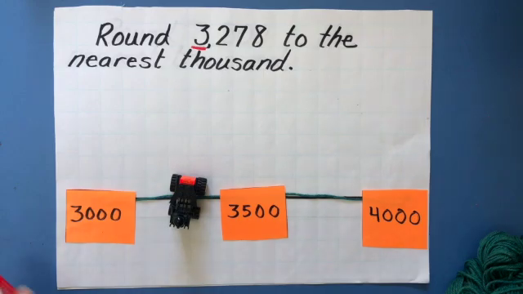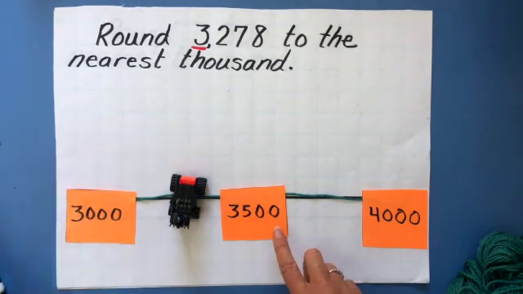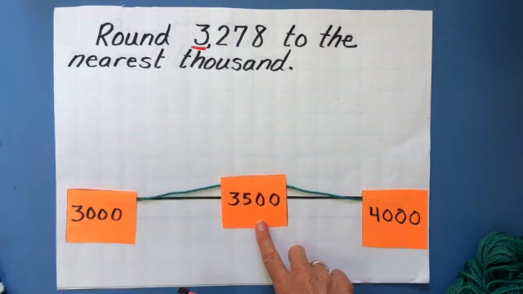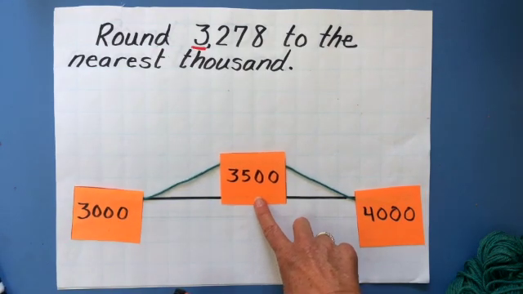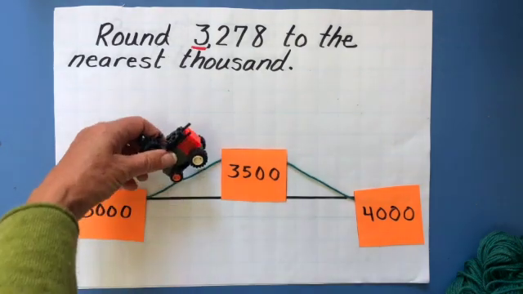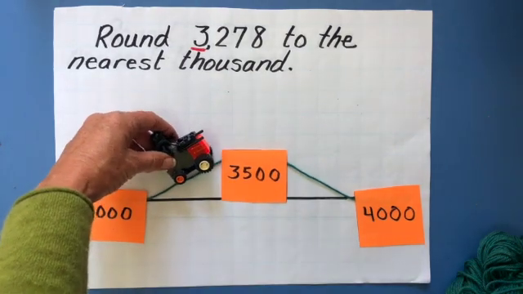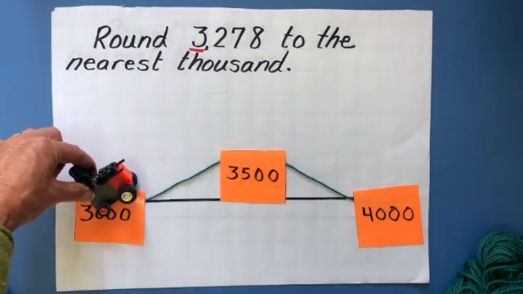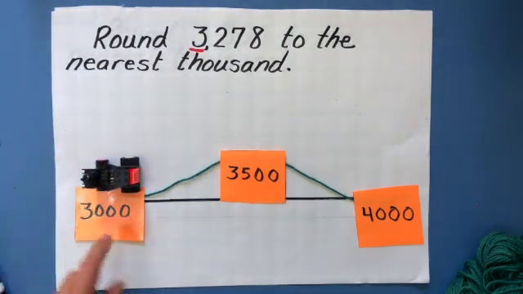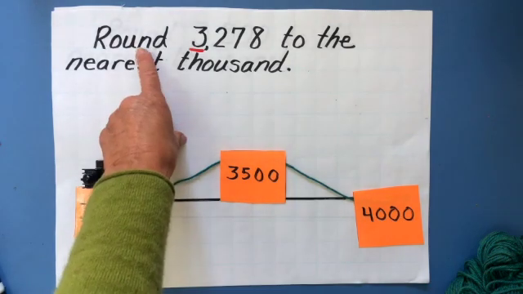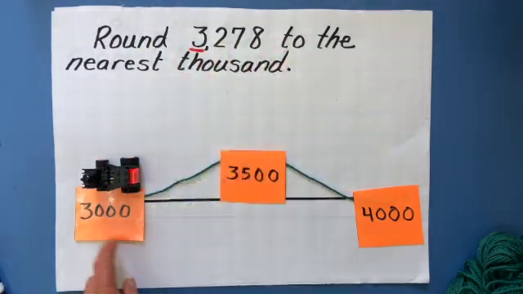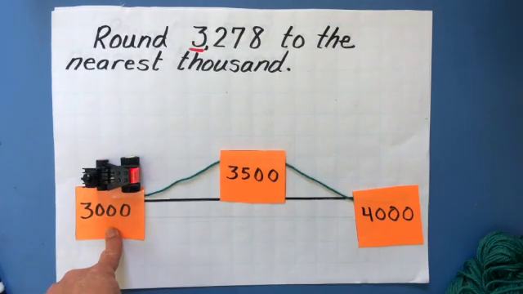Now if you wanted to use the rounding hill on this one, you could just imagine that this number line goes up there, and if this car was about right here, it would fall backwards to 3,000. So because of that, 3,278 rounded to the nearest thousand would be 3,000.